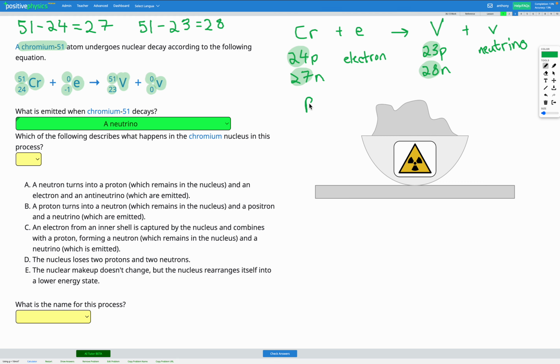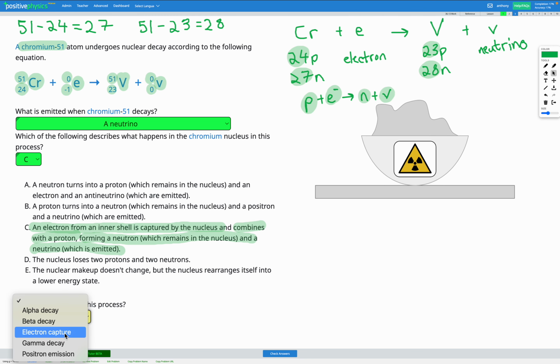So that means we had a proton, we added an electron, and we ended up with a neutron and the neutrino that was emitted. So that describes what happens down here. We had an electron from an inner shell, captured by the nucleus, which combines with a proton. That's what we got here, our electron and our proton combining together to form a neutron, which remains in the nucleus, and a neutrino, which is emitted. And that's exactly what we saw in our equation. So C will be our answer here. So what is the name for this process? This process is electron capture.